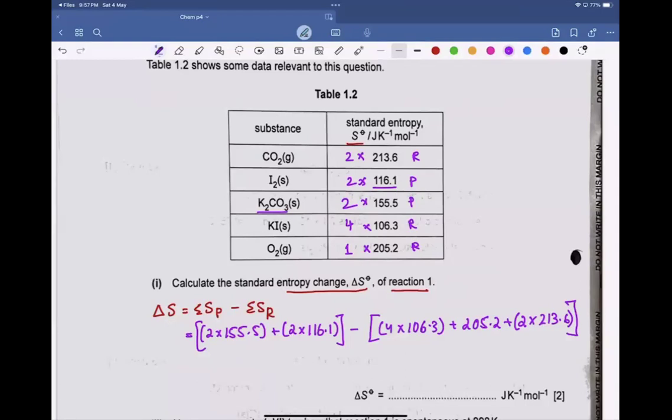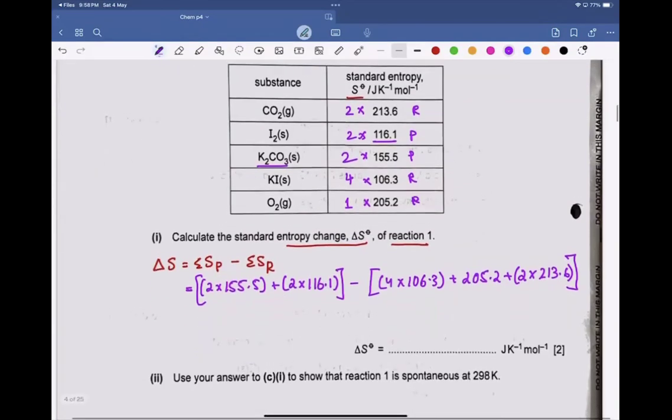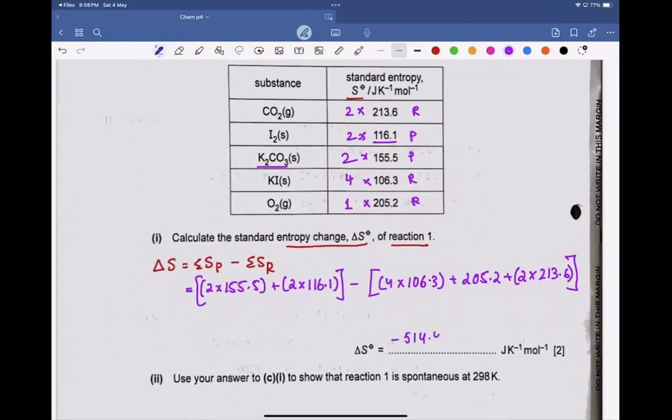Please check again your answer, Mehvi. Yes, Abdullah. I'm multiplying it with the number of moles. Yes, very good. It's minus 514.4.